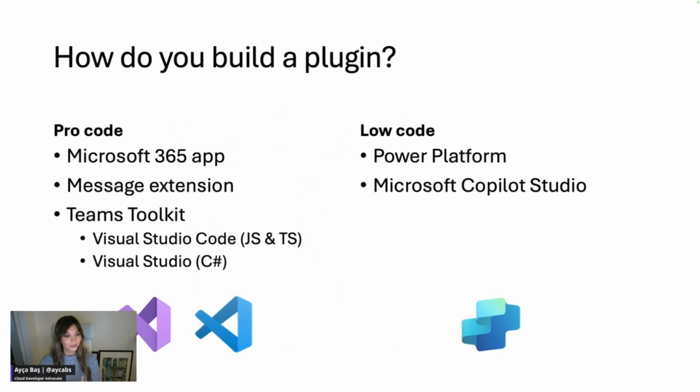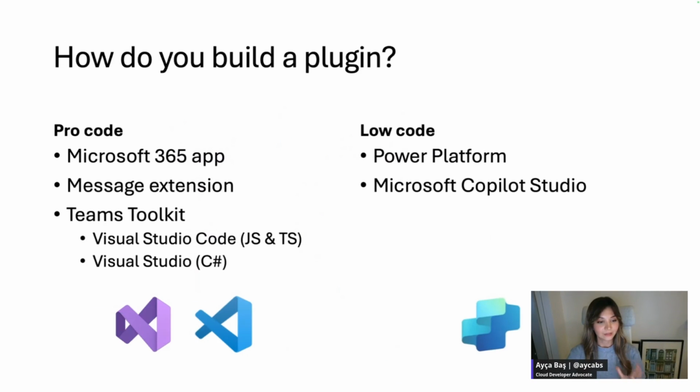I'm sure most of you are aware of Teams Toolkit, and we also had a lot of sessions about Teams Toolkit for Visual Studio. The way of creating a plugin is divided into two areas. One is pro code, the other is low code. In pro code, we create a Microsoft 365 app, and the app is actually a message extension. Maybe you're already aware of message extensions. They're definitely not new. Message extensions have been out there for a really long time, and we are able to create them using Teams Toolkit. And today we will create one using Visual Studio with C#.